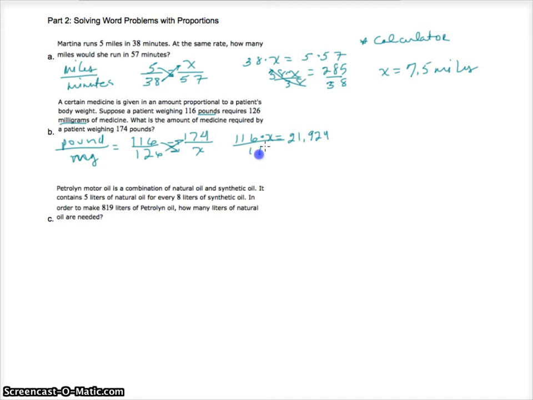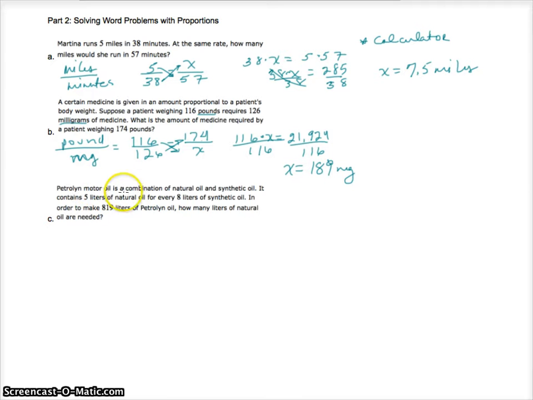Divide by 116 on both sides. 21,924 divided by 116 gives me 189 milligrams of medicine.